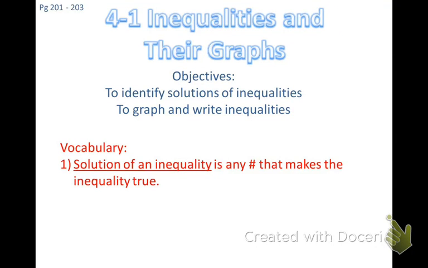Today's lesson is inequalities and their graphs. The objectives are to identify solutions of inequalities and to graph and write inequalities. Vocabulary: a solution of an inequality is any number that makes the inequality true.